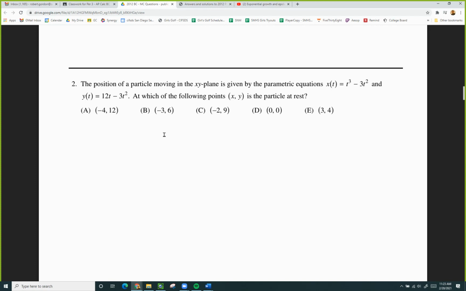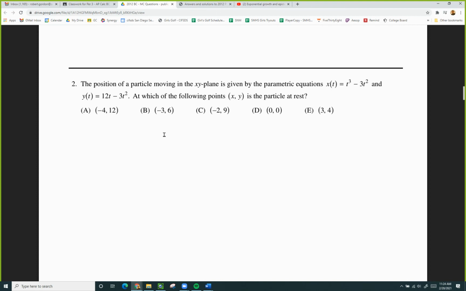Is the answer D? No. It's A. Okay. So you set the derivative equal to 0. Sorry. Yeah. When you take the derivative of y, you get 12 minus 6t. And so 0 is not an answer. Never mind. Sorry. So 12 minus 6t, set it equals 0, you get 2.